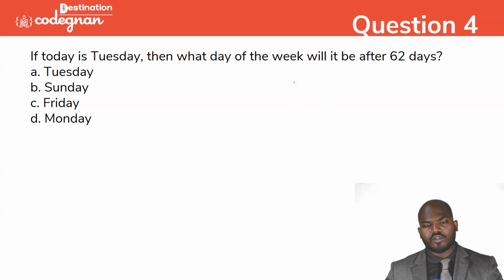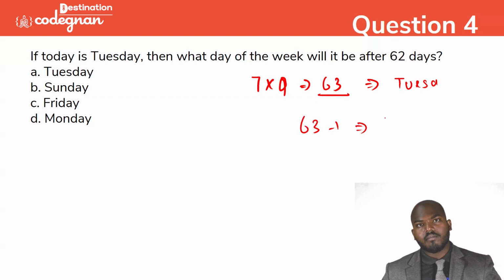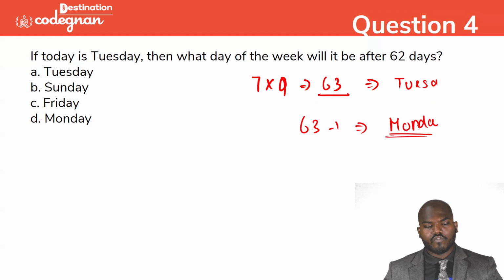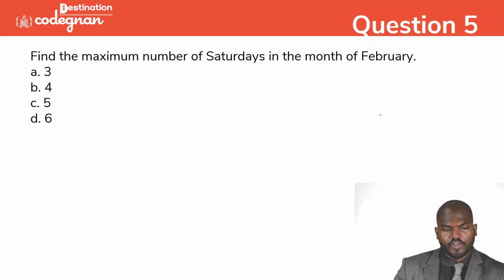For a week, if today is Tuesday, after the 7th day it is going to be Tuesday only, right? So if I take 7 times 9, it gives you 63. After 63 days also, it will give you the same Tuesday. So 62 means 63 minus 1, that is Tuesday minus 1 previous day. We can call it Monday only, right? So the answer is Monday. This is how we can derive the answer here. Got it, guys? Okay, so we'll go for the next question.